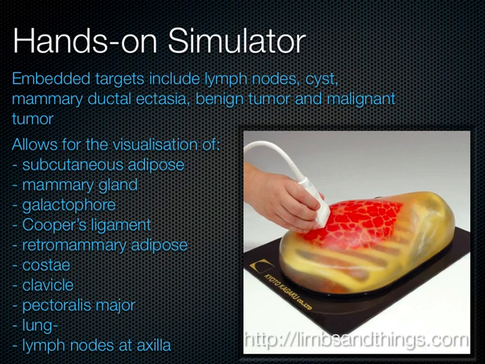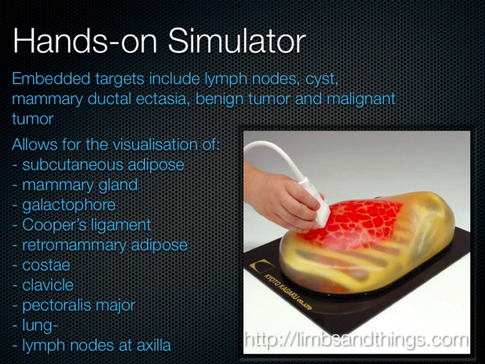In terms of hands-on practice with ultrasound, it would be great if we had the simulator. We don't have this simulator. I'm working on trying to acquire it. Perhaps going forward we can get our hands on this. It's not very expensive, and it's got all kinds of goodies in here, like lymph nodes, cysts, ductal ectasia, tumors, and other things. So it's pretty good to have all this in a simulator before we move on to the real McCoy, so to speak.